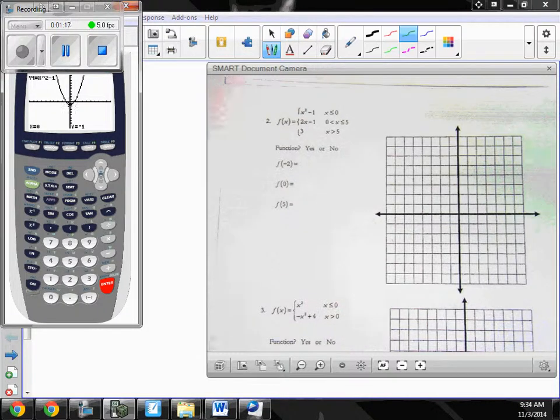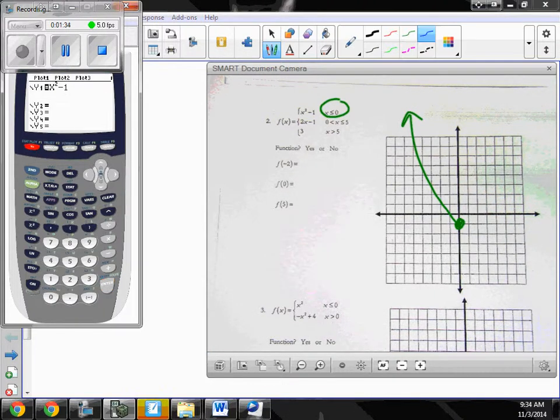Is that point an open circle or a closed circle? It's closed because that is an equal to sign. So down at 0, negative 1, I do a closed circle, and I draw that piece of the graph. Then I move on to the second piece. I'm going to type in 2x minus 1, push graph. How much of this counts? From 0, bigger than 0, up to 5.